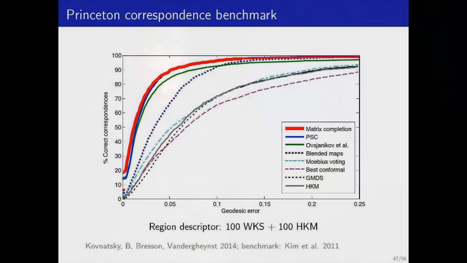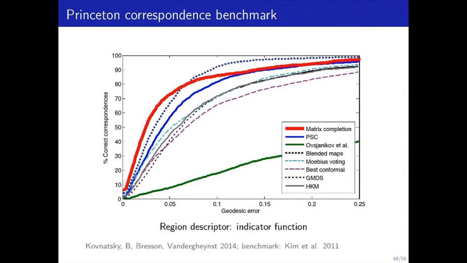So the localization is much cleaner than in the least squares solution. So again, the Princeton correspondence benchmark, some quantitative examples. You can see here actually that this method works much better in case when we have scarce information. So if you have just a few blobs, then the least squares solution performs very poorly, and our method performs very nicely. So basically, the regularization plays a more important role in these situations.